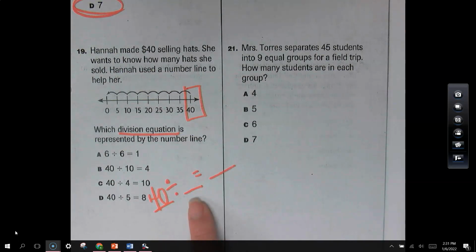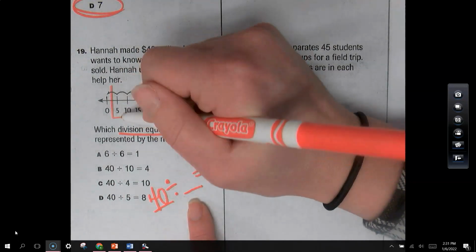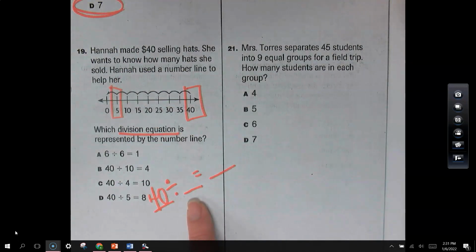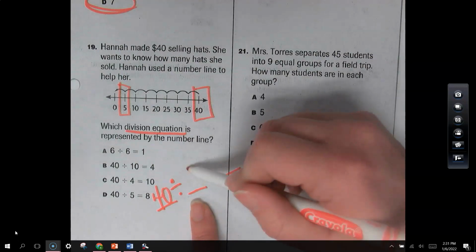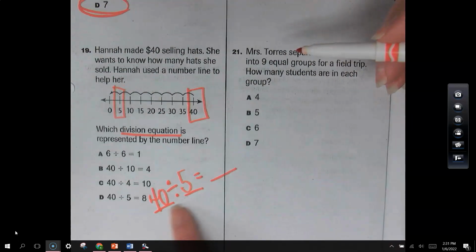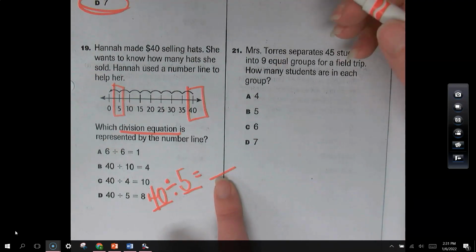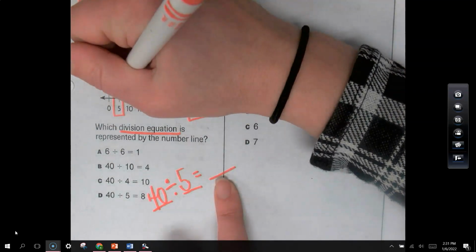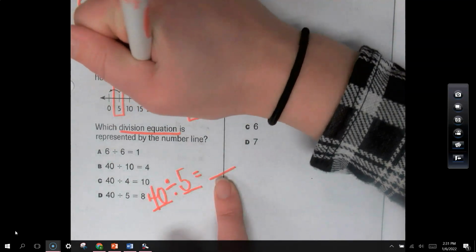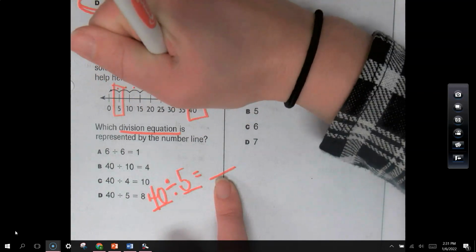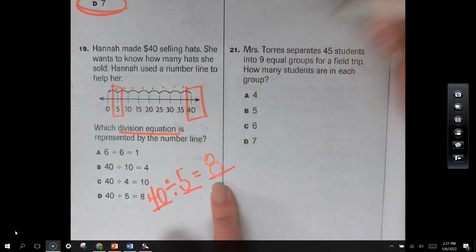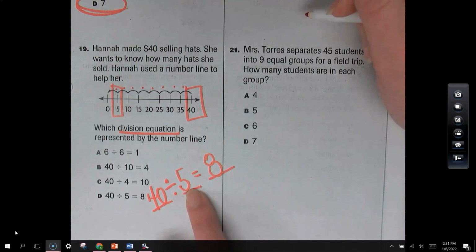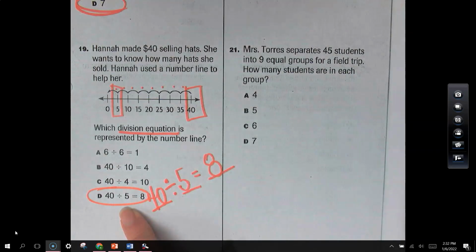Well, your divisor is always your first jump. So my first jump is 5. Now, what is my quotient? My quotient is always the number of jumps. 1, 2, 3, 4, 5, 6, 7, 8. 8. 40 divided by 5 is 8. So the match is choice D.